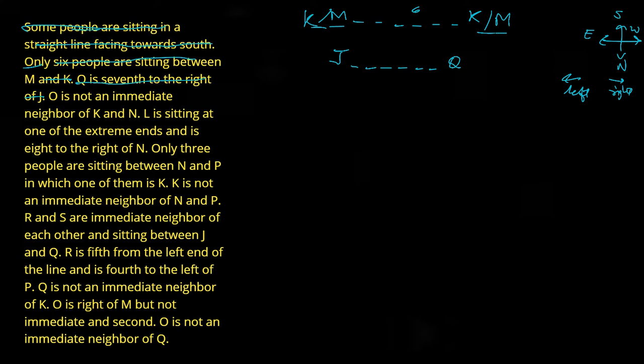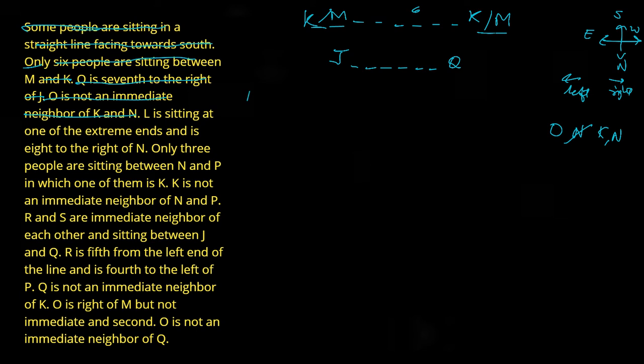O is not an immediate neighbor of K or N. So this is extra information. O is not a neighbor of K and N. L is sitting at one of the extreme ends and is 8 to the right of N.